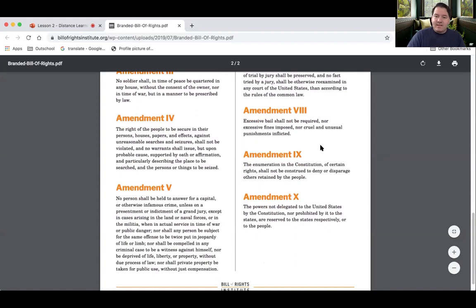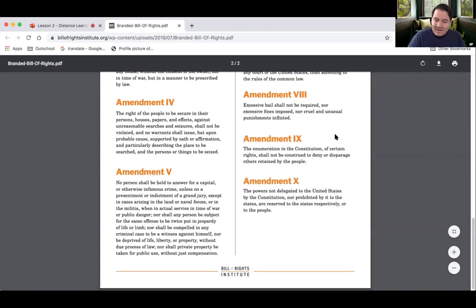The Ninth Amendment: The enumeration in the Constitution of certain rights shall not be construed to deny or disparage others retained by the people. And Amendment 10: The powers not delegated to the United States by the Constitution, nor prohibited by it to the states, are reserved to the states respectively, or to the people. That idea that there are certain rights that are reserved to the states, aka states' rights. If it is not mentioned in the Constitution, the states are the ones that are able to provide those.